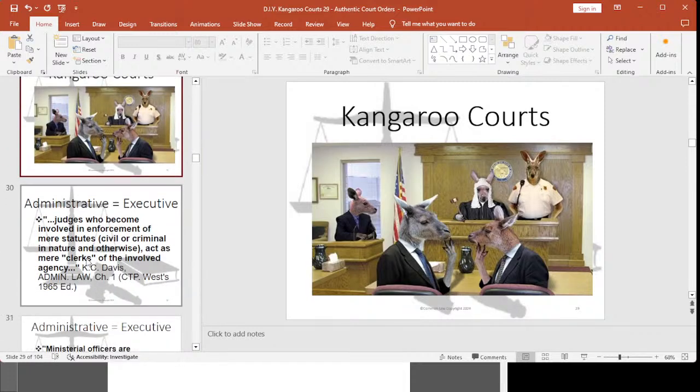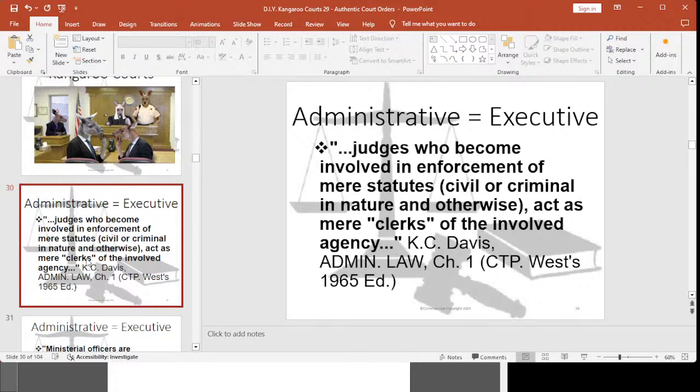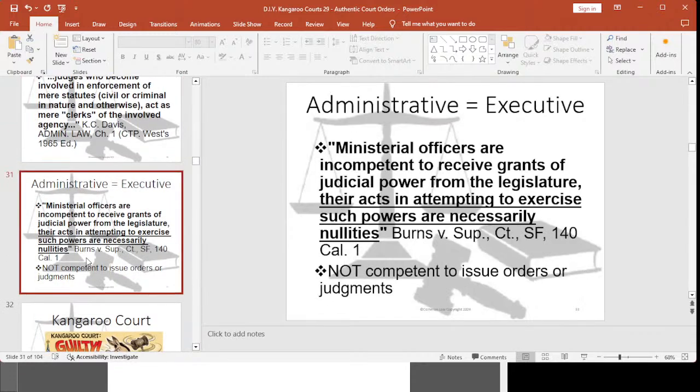A bunch of kangaroos. Judges who become involved in enforcement of mere statutes, civil or criminal in nature, otherwise act as mere clerks of the involved agency. Ministerial officers are incompetent to receive grants of judicial power from the legislatures. Their acts in attempting to exercise such powers are necessarily nullities. That's why they don't put the court seal on it, because they're not competent to act on behalf of the court. Think about it.